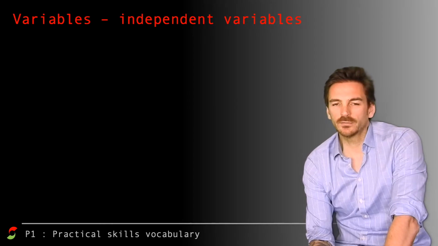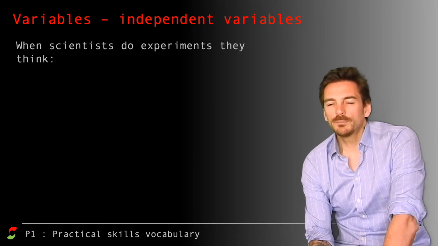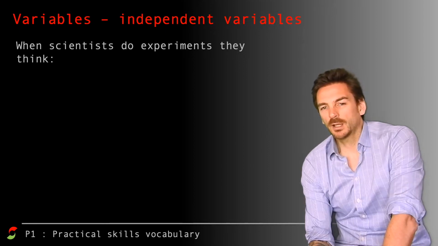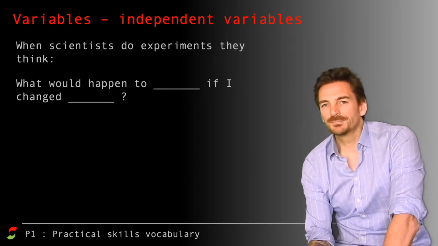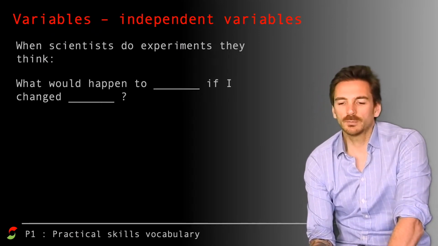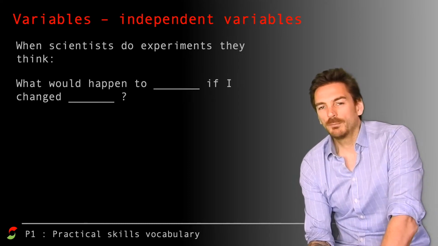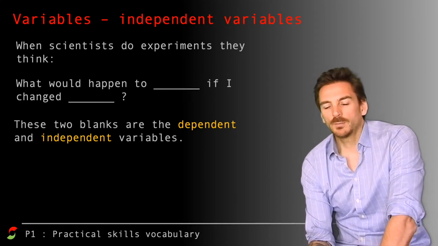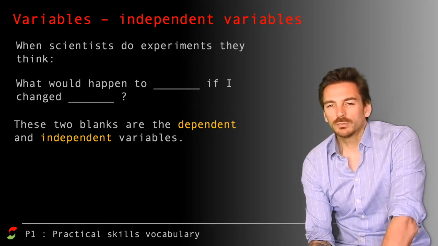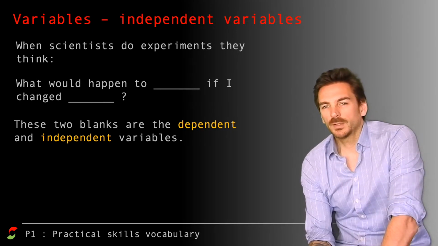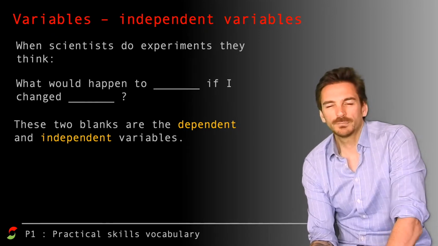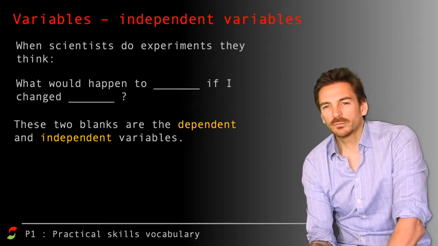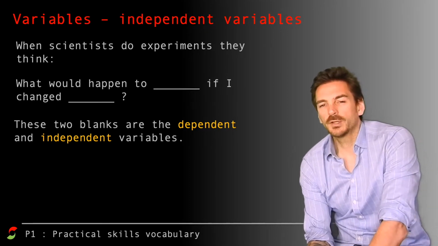So let's start with looking at independent variables. Generally when scientists are planning a practical, they really want to answer a question. They're thinking, how will this variable affect another variable? And those two blanks represent the dependent and independent variables. For example, they might be thinking, how might voltage be affected if I increase the current in a circuit? We've got two variables there, and it's important that you're able to identify which one's the dependent and which one's the independent.